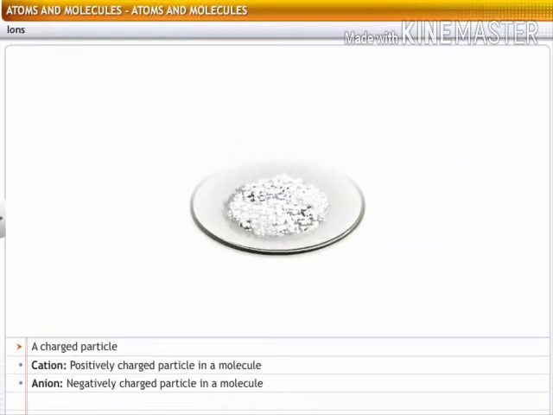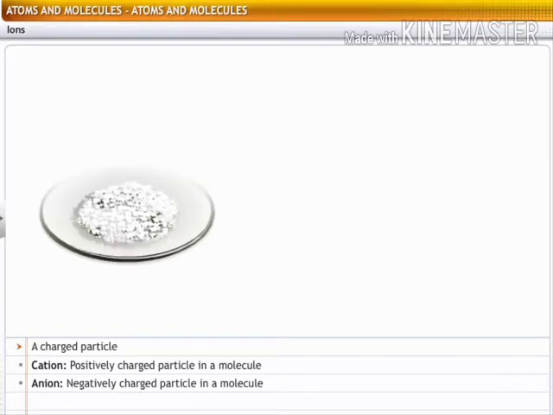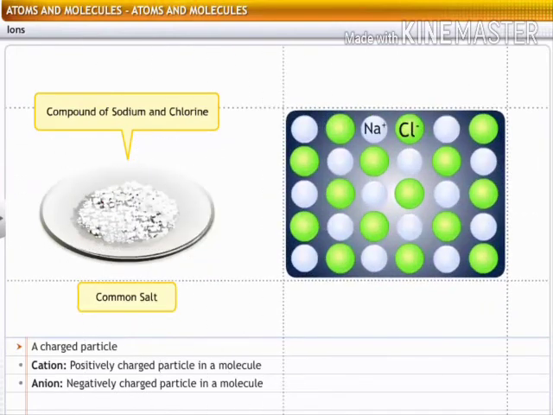So far we have discussed the molecules of elements. Elements combine to form compounds. Thus, a molecule of a compound has 2 or more elements. For example, common salt is a compound of sodium and chlorine, where sodium is a positively charged particle and chlorine a negatively charged particle, and each of these is called an ion. Thus, a charged particle is called an ion. The positively charged particle is called a cation. On the other hand, the negatively charged particle is referred to as an anion.